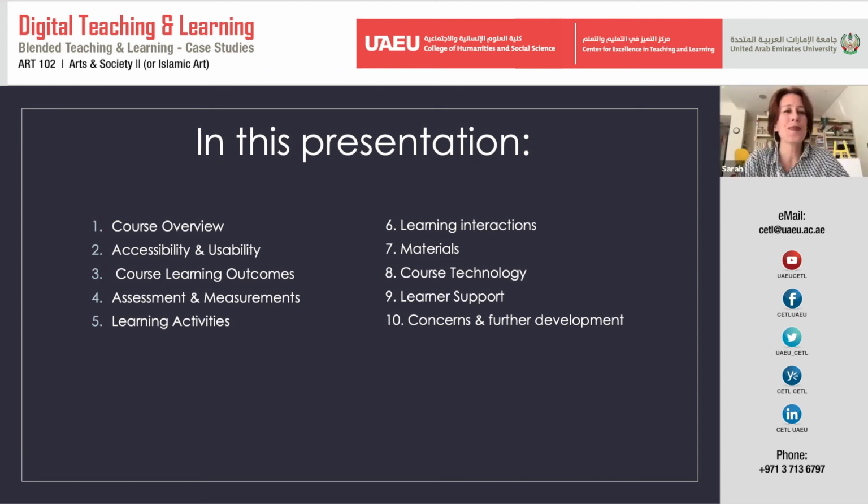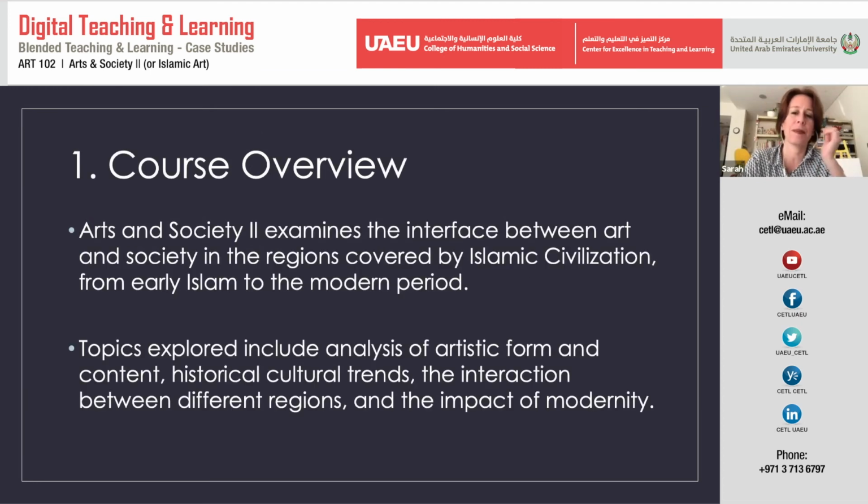So this is the course overview. It's basically about Islamic art. This is what we do: examine the interface between art and society in the region covered by Islamic civilization from early Islam to the modern period. The topics explored include analysis of artistic form and content, historical culture trends, interaction between different regions, and the impact of modernity. I will not be reading everything because it is so much.